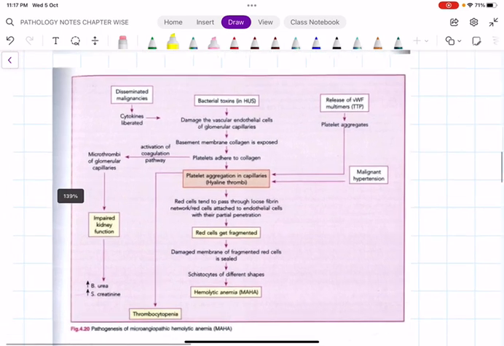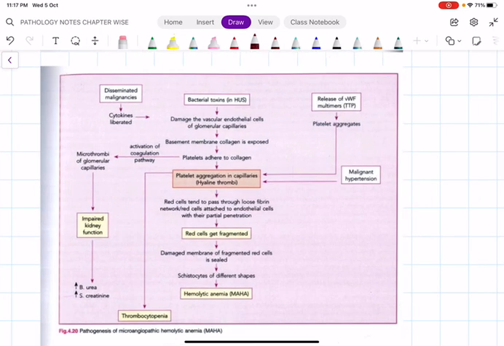Now let us see the pathogenesis of microangiopathic hemolytic anemia. First, the bacterial toxins in HUS will damage, as I told you, HUS is mainly localized to the kidney. So it damages the vascular endothelial cells of the glomerular capillary, and the basement membrane collagen is exposed. I told you there is thrombocytopenia. How is it happening? Just listen. Whenever there is endothelial damage, immediately the collagen is exposed. Just brush up your physiology: the platelets will adhere to collagen, and there will be platelet aggregation. The red cell will pass through this and undergo fragmentation. So we will get schistocytes, which are responsible for hemolytic anemia.